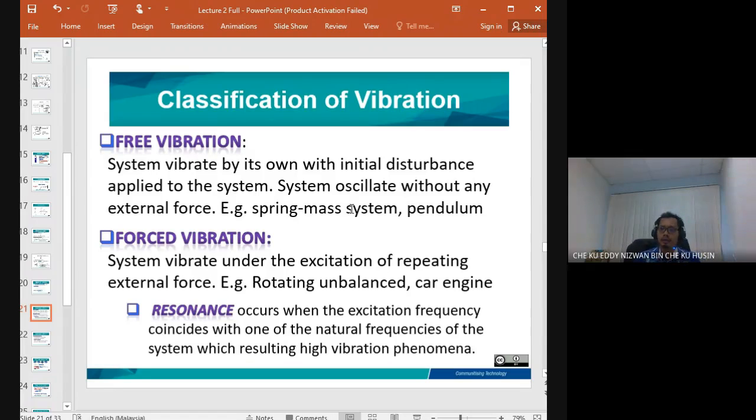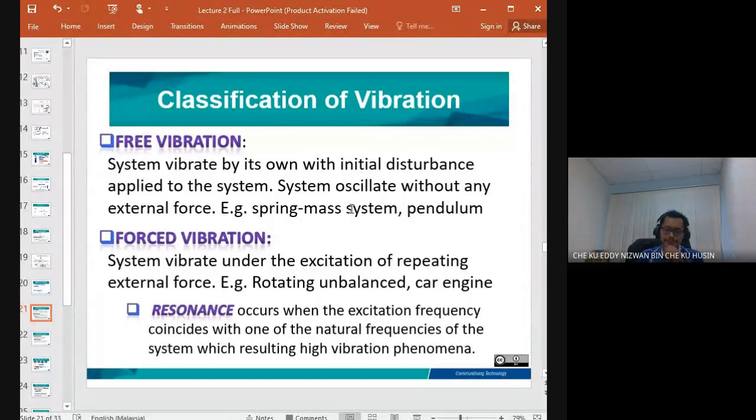And in vibration, we know that there is amplitude and there is a frequency. Amplitude is how much it deflects, which is the motion, from the equilibrium to the maximum point. So that's the amplitude of vibration. And apart from that, it also has the frequency of oscillation.